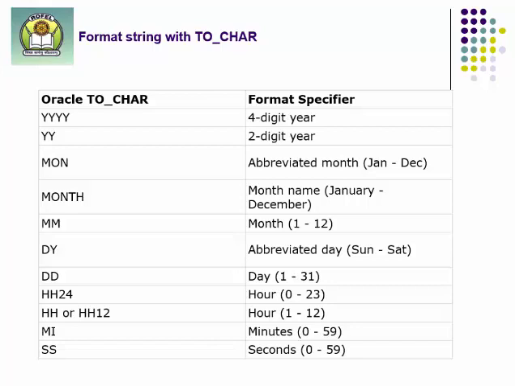Similarly, MM gives you a numeric value from 1 to 12 for the month. DY will give you the first 3 characters of the day name. DD will give you the day value. HH24 will give you hours in 24-hour format, or if you simply write HH or HH12, then it will give you the hour in 12-hour format. MI means minute, SS means second.